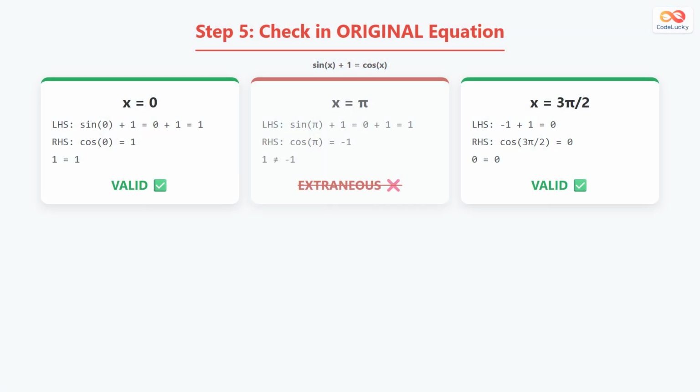This is the most important step. We must check these three candidates in the original equation. Let's check 0. Sine of 0 is 0 plus 1 is 1. Cosine of 0 is 1. 1 equals 1, it works. Now let's check pi. Sine of pi is 0 plus 1 is 1, but cosine of pi is negative 1. 1 does not equal negative 1, so pi is an extraneous solution. Finally, checking 3 pi over 2 works as well.